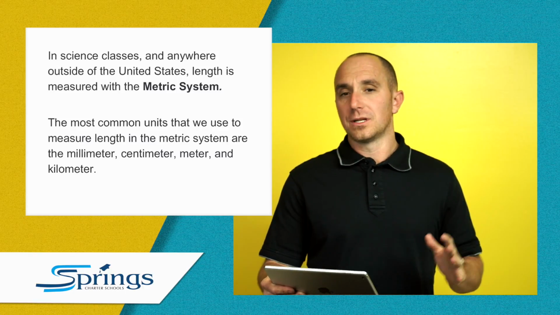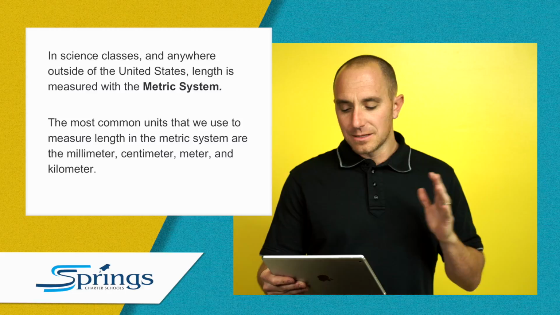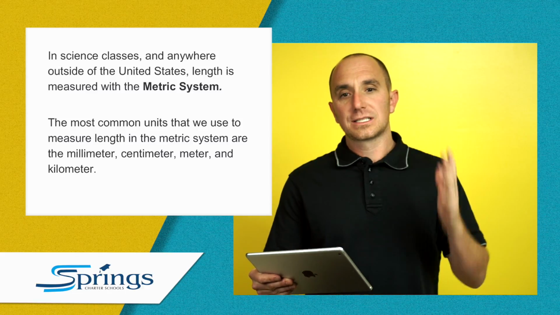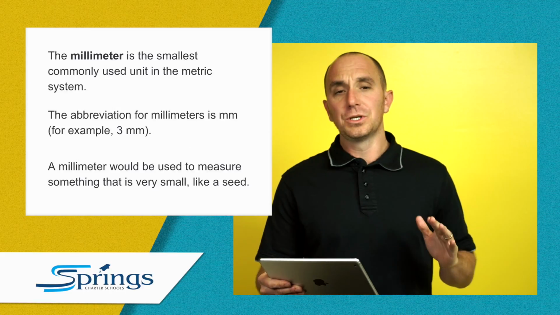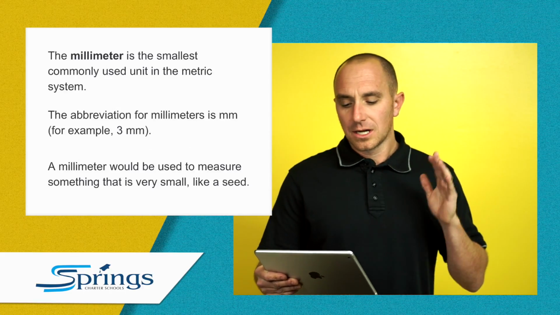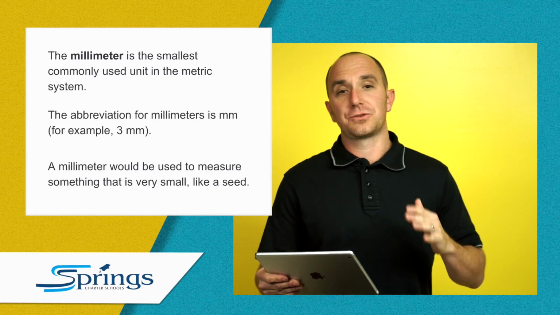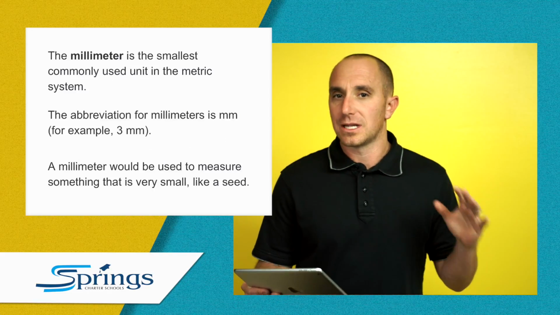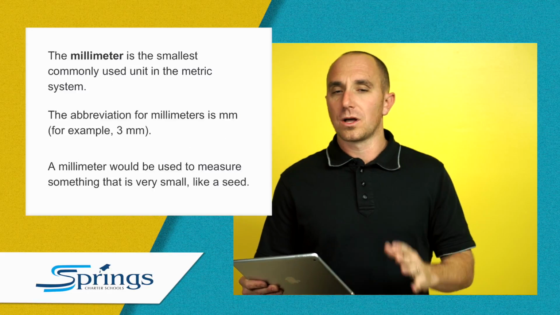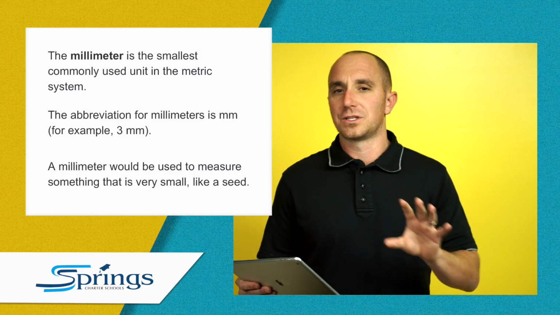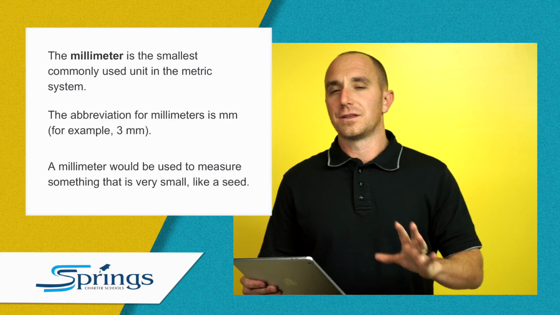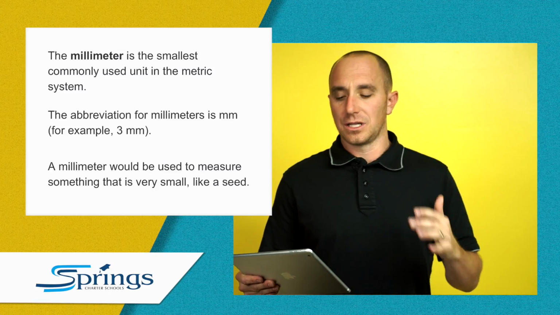The most common units that we use to measure length in the metric system are the millimeter, centimeter, meter, and kilometer. All right, now, the millimeter. This is the smallest commonly used unit in the metric system. Now, it's not the smallest unit in the metric system, it's the smallest commonly used unit. So make sure you're clear on the distinction between the two. There are smaller units. This is just the smallest one that is typically used.